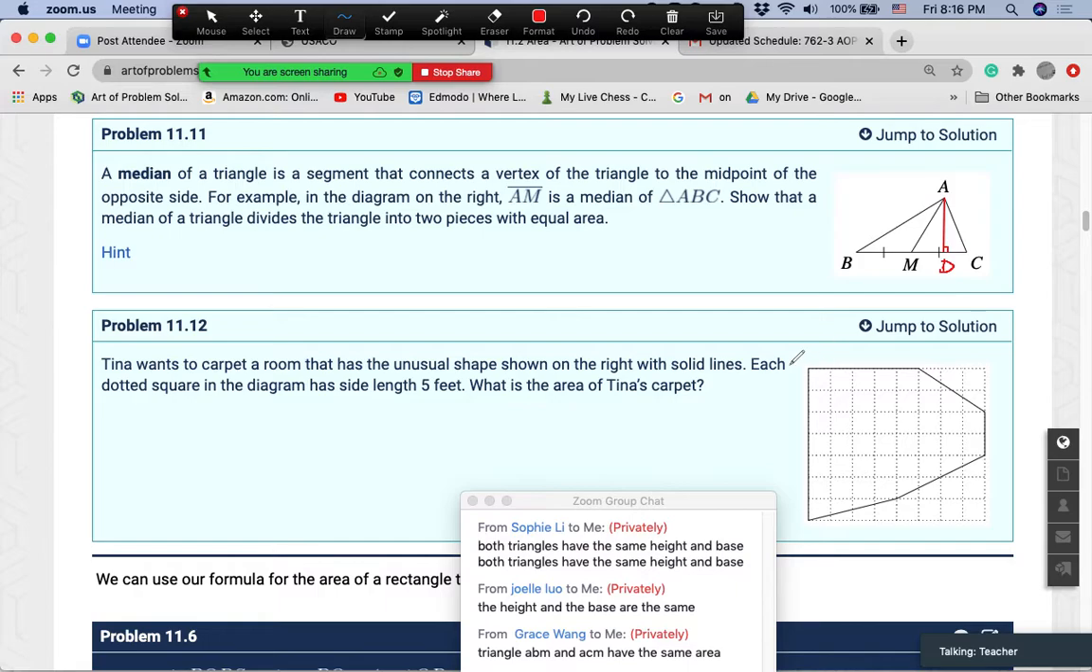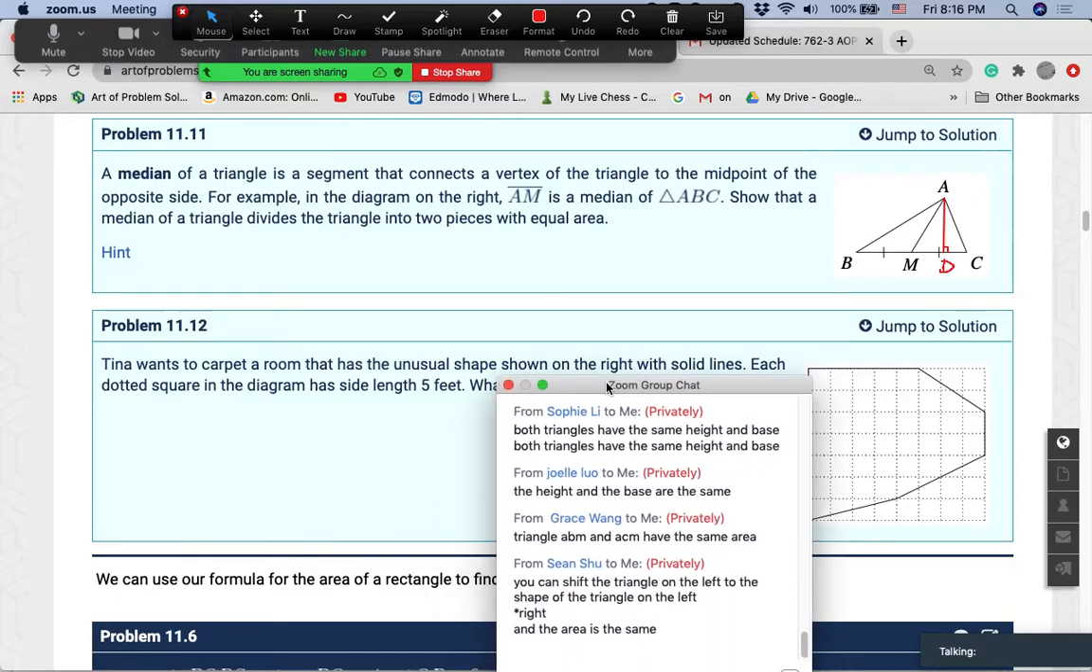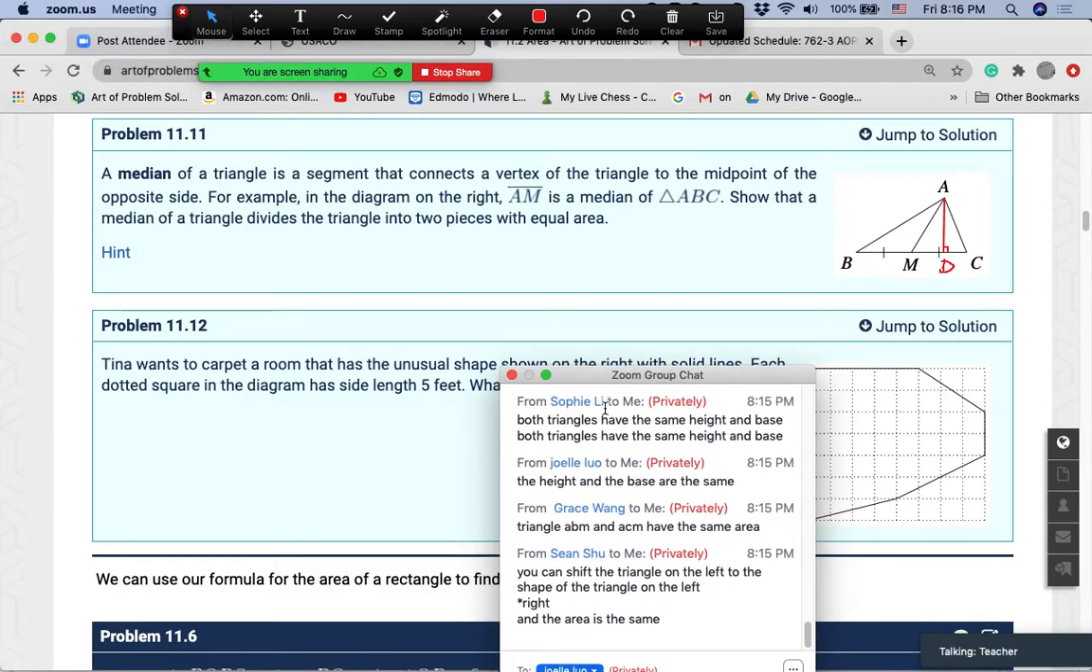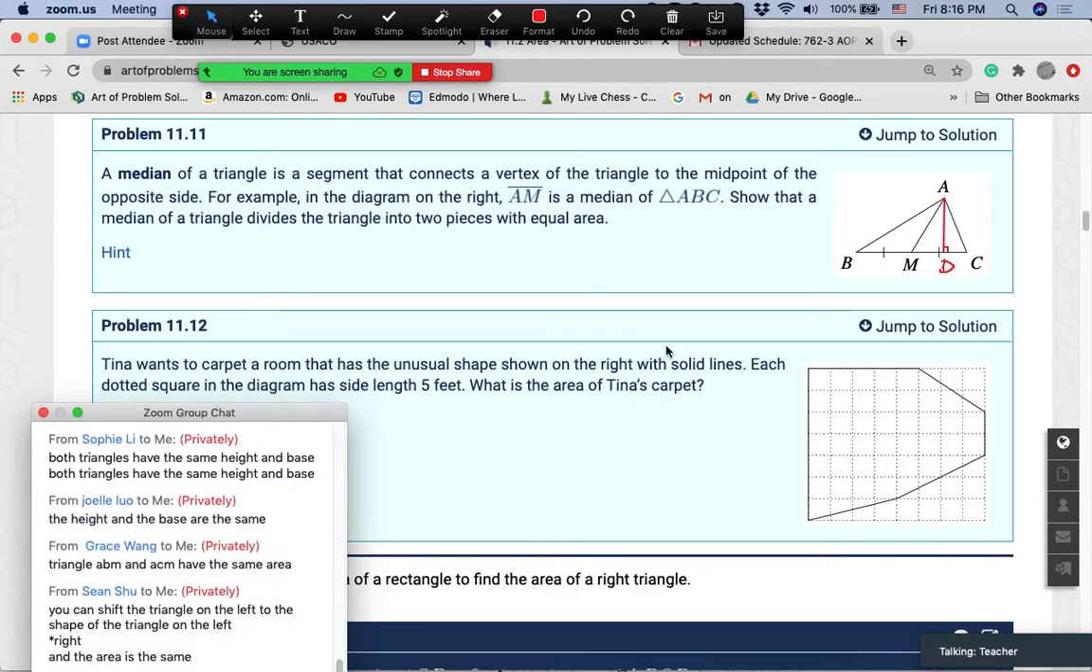Okay, now let's see, Sophie got it correct, Julia got it correct, Grace got it correct. Now let's see. Sean got it correct. Yes, very good. Everybody got this one right. That's the reason why these two triangles have the same area, because they have the same base, same height.